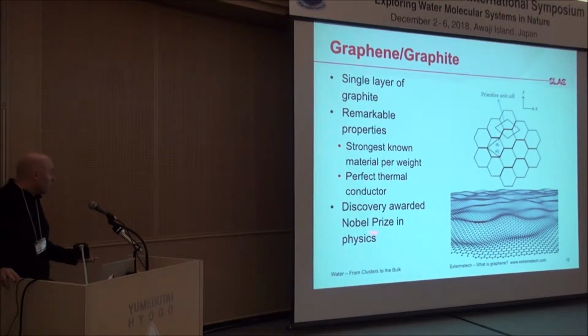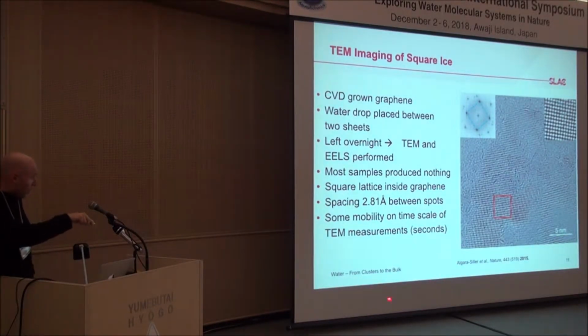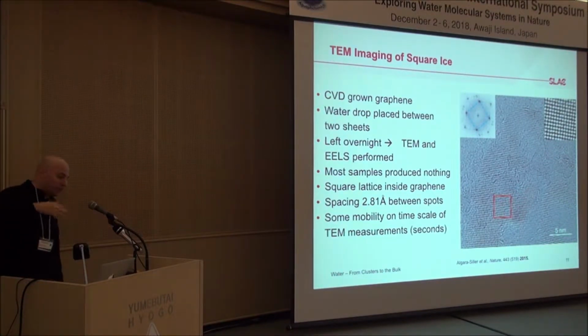It was awarded the Nobel Prize in Physics a couple years ago, the discovery of it. But for the purpose of this talk, the most important thing is that it's really strong. In fact, it's the strongest material known per weight. All right, and so this is a paper that came out a couple years ago now from a group in Germany and some people in China and England.